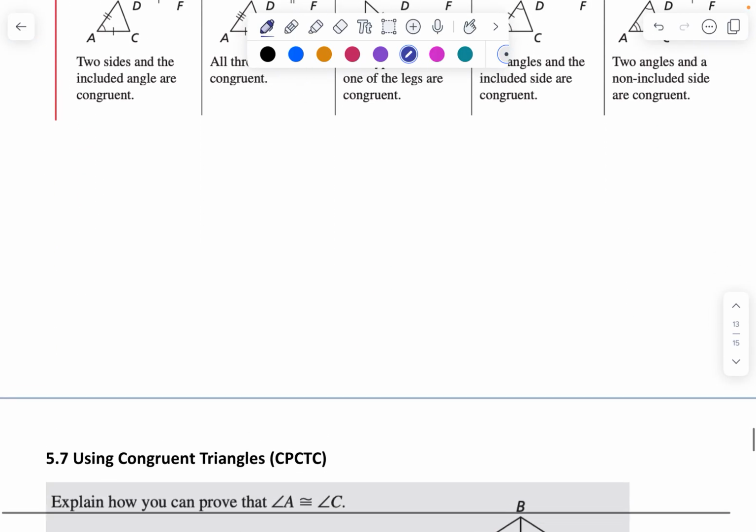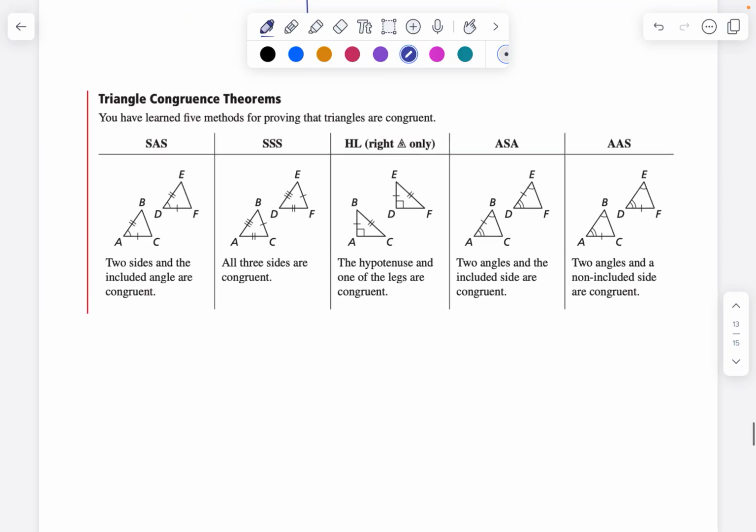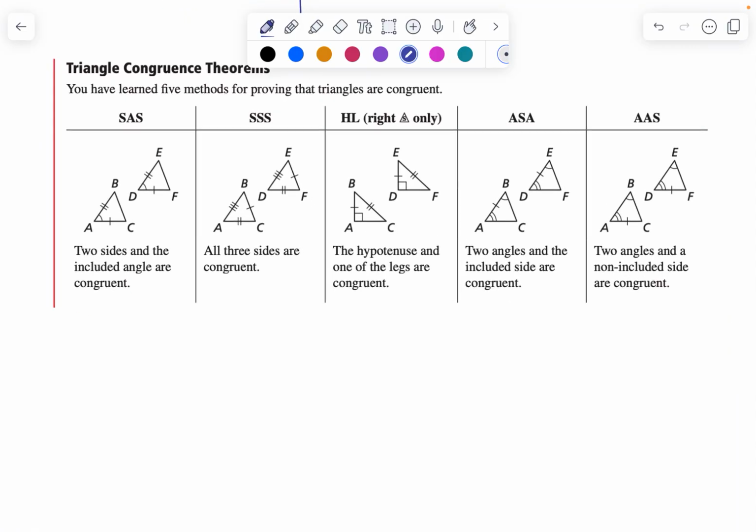All right, so a little review. This is what we've learned so far, okay? Little nice summary. Our side, angle, side; side, side, side; hypotenuse, leg. Remember, right triangles only. We just need right angle, ASA and AAS.